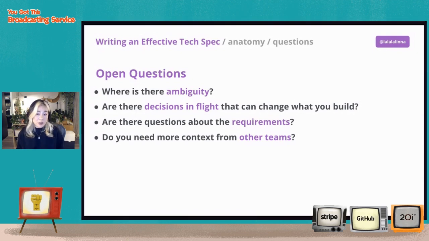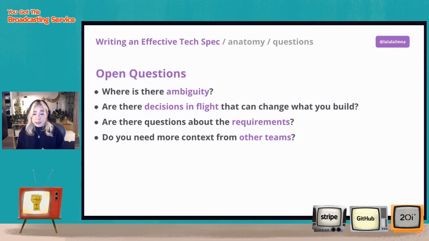Some questions that you might want to ask: are there decisions in flight that can change what you build? So for example, a lot of our cross-functional partners may also have some sort of approval process that they need to go through. Are they through the process yet? Are there things that are more concrete than others? Those are the questions that you want to ask that will help you figure out how you're going to build the thing. Like, do you need to be more flexible about the UI? Do you need to do something or confirm some information ahead of time? Or do you just shuffle things around?